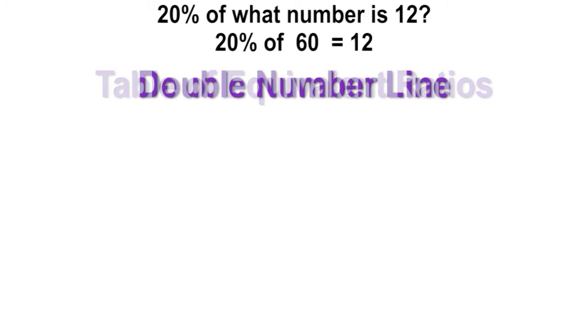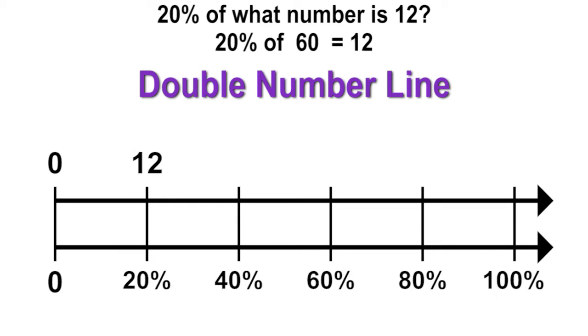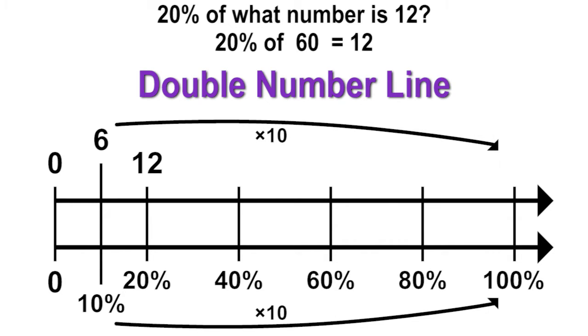Strategy 4, double number line. A double number line is also helpful for finding a benchmark percent, such as 10%. Half of 20% is 10%, so half of 12 is 6. Knowing that 10% of the whole is 6 makes it easier to recognize the whole as 60.